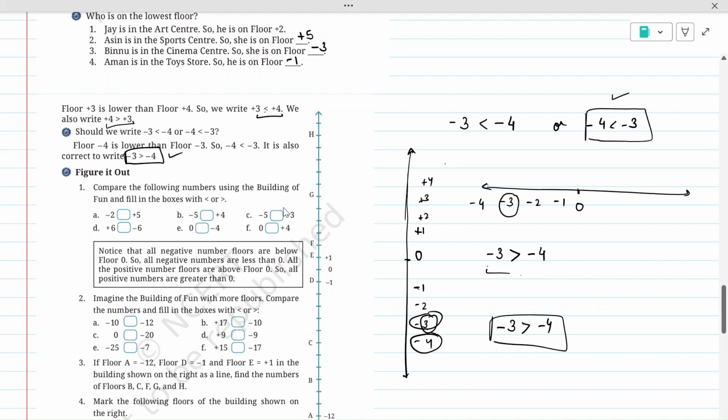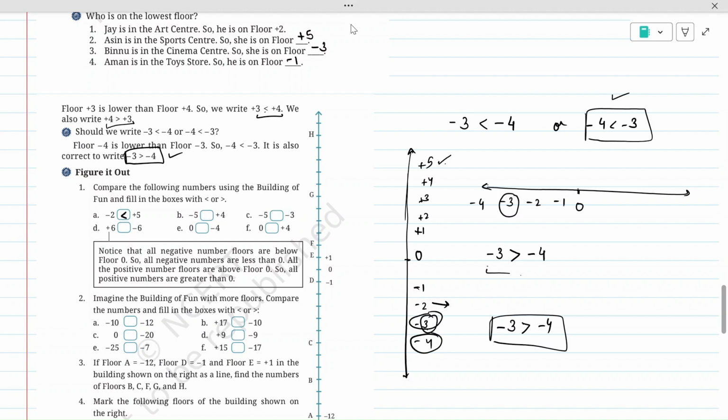Now compare the following numbers using the building of fun and fill in the boxes. So I will use this chart here, kids, because in the case of our building, we have the vertical number line. Compare the following numbers using the building of fun and fill in the boxes with the greater or less sign. In part A we have -2 here and +5. +5 will be somewhere here, on the higher side. So it will always be greater. So +5 is greater than -2.